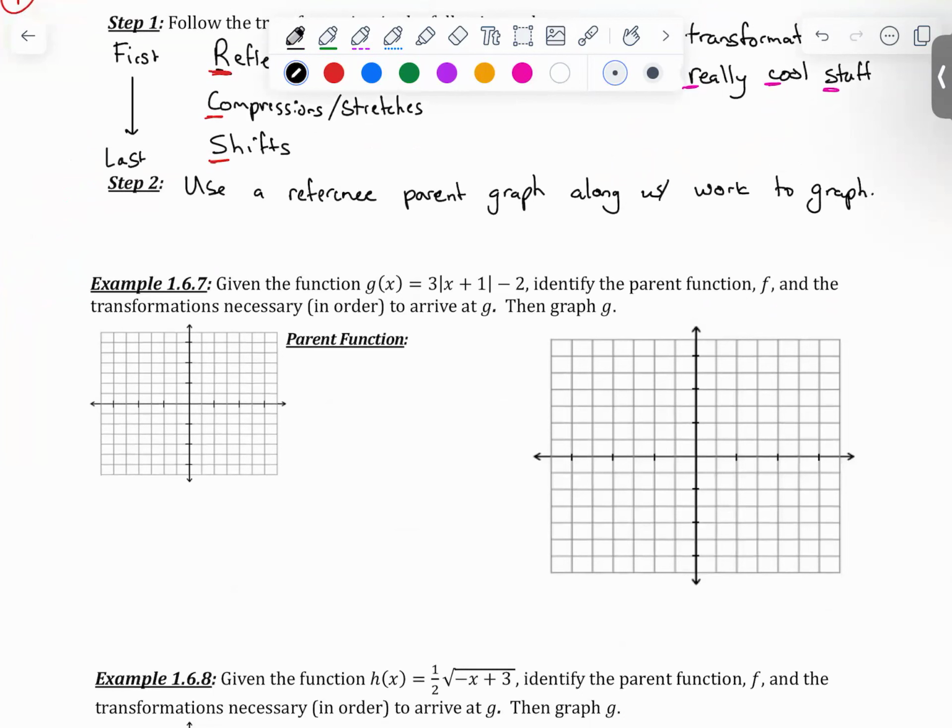Given the function g of x is equal to 3 times the absolute value of x plus 1 minus 2, identify the parent function and the transformations necessary in order to arrive at g. Then graph g. The parent function is the function that would be there if you got rid of all the numbers. If I scratch that out and that out and that out, all I'm left with is the absolute value of x. So the parent function is f of x equals the absolute value of x.